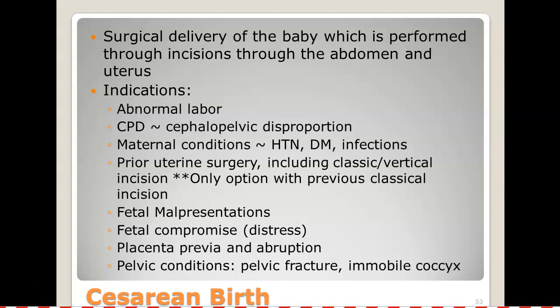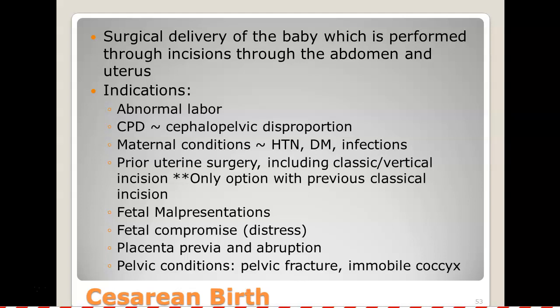Maternal conditions like hypertension, diabetes mellitus, infections can be a reason. If you've had a prior uterine surgery, including a classical or a vertical incision, it is the only option with a previous classical incision. Meaning that, and I'm going to go over this in the next slide, you can cut the uterus one of two ways, and I'll talk to you about it. But anytime the uterus is cut, it has a propensity to tear open, right, wherever that cut was. There's a propensity to dehisce, if you will. So anytime someone's had prior uterine surgery, and it doesn't necessarily have to be a C-section, it could be any surgery on the uterus, maybe to remove fibroids or whatever needed to be done, they have the propensity of having a dehisced incision, so they are at higher risk.